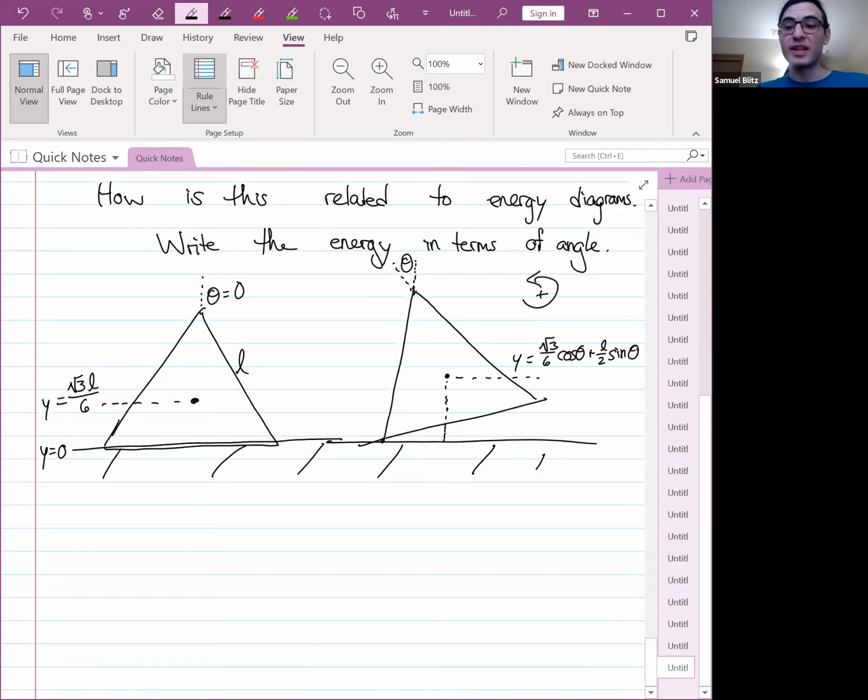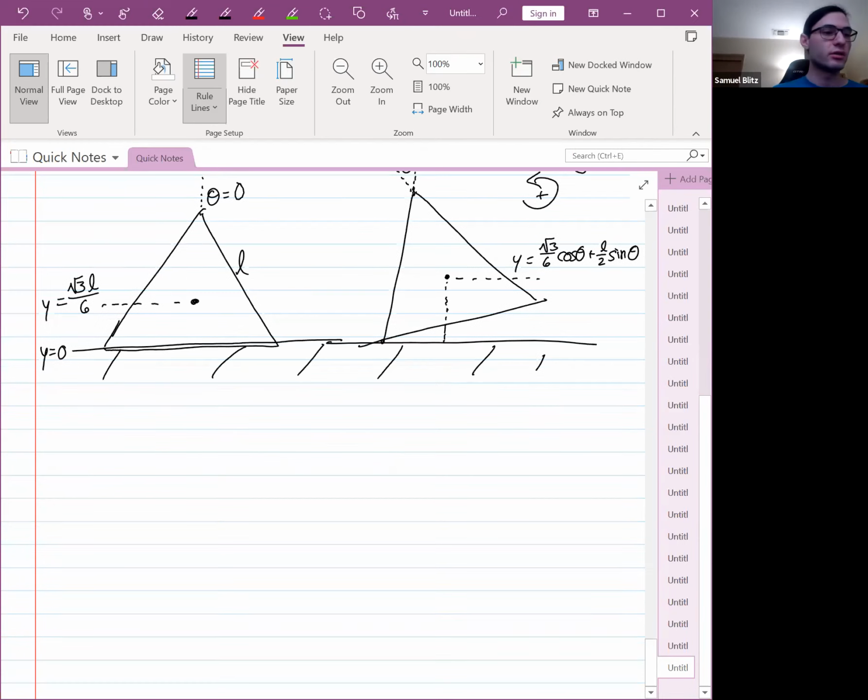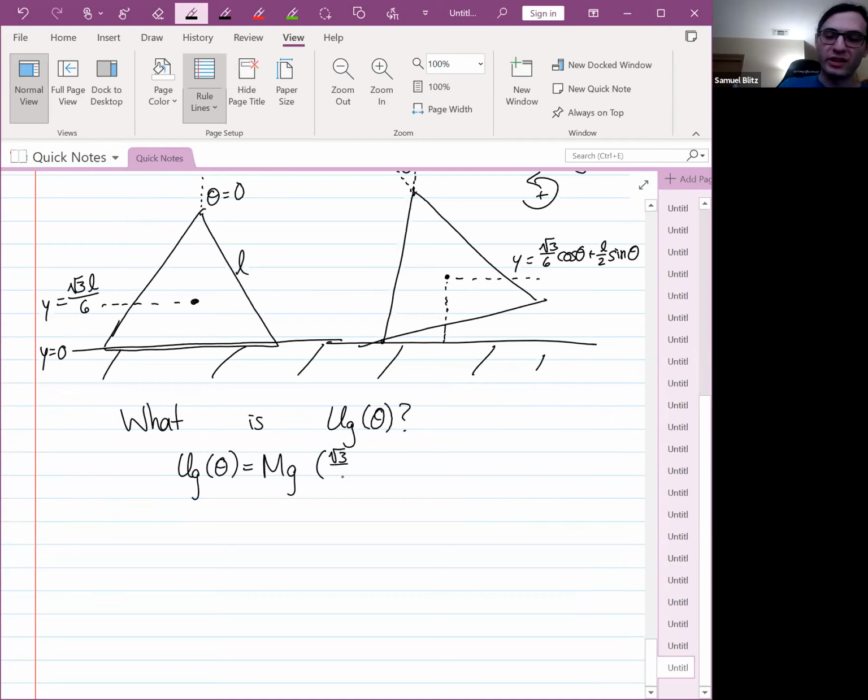So if that's the height of the center of mass, we know that it tells us the gravitational potential energy. So what is the gravitational potential energy as a function of this angle? Well, it's just m times g times square root 3 L over 6 cosine theta plus L over 2 sine theta. And actually, this should be absolute value, sorry, absolute value of sine theta, because if you tilt it left or right, it's going to be symmetric.